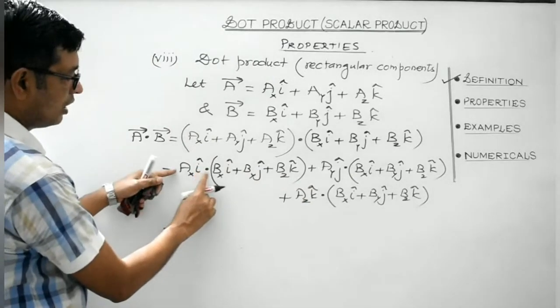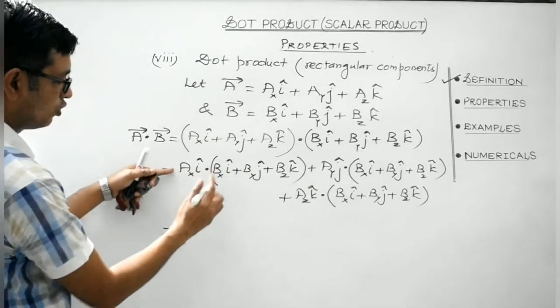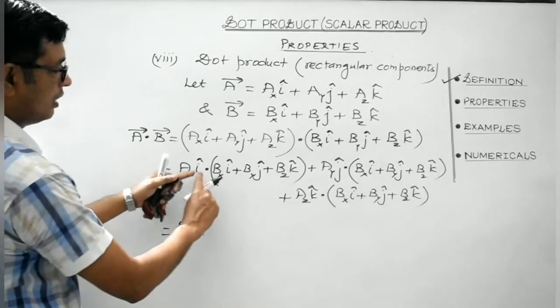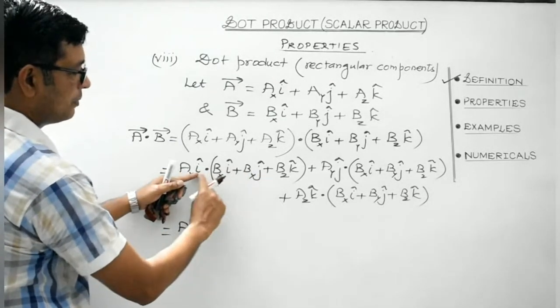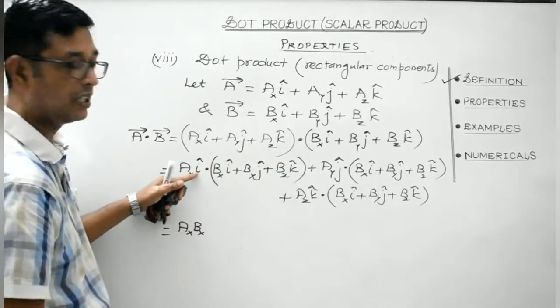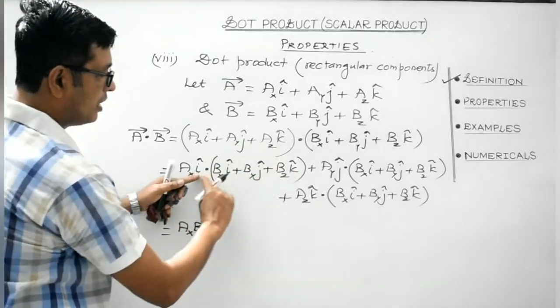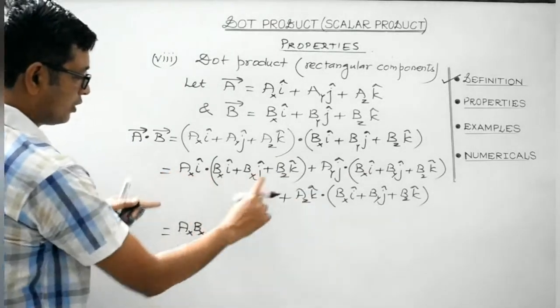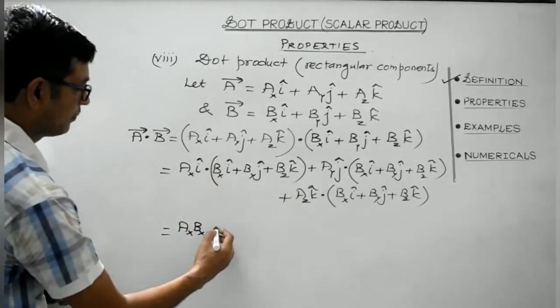So students, look, I cap dot I cap, it's 1. So we'll be left with ax, bx. I cap dot j cap, it is 0. So the entire term will get eliminated. I cap dot k cap, again it's 0. So the term gets eliminated. So from here we'll get only ax, bx.